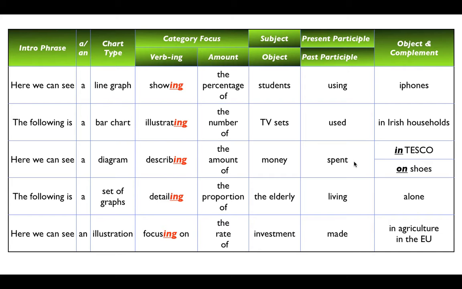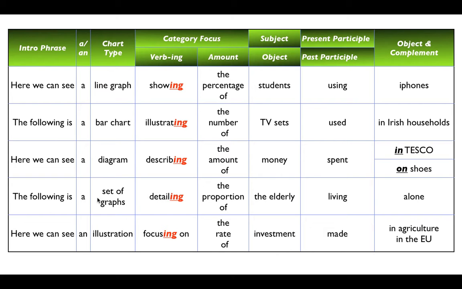By the way, you spend money in a place on a product. That's a commonly misconstrued thing with students. So students often make mistakes with this. So you spend money on a product in a place. And we don't really mind which one is first. So you can spend money in Tesco on shoes, or you can spend money on shoes in Tesco.